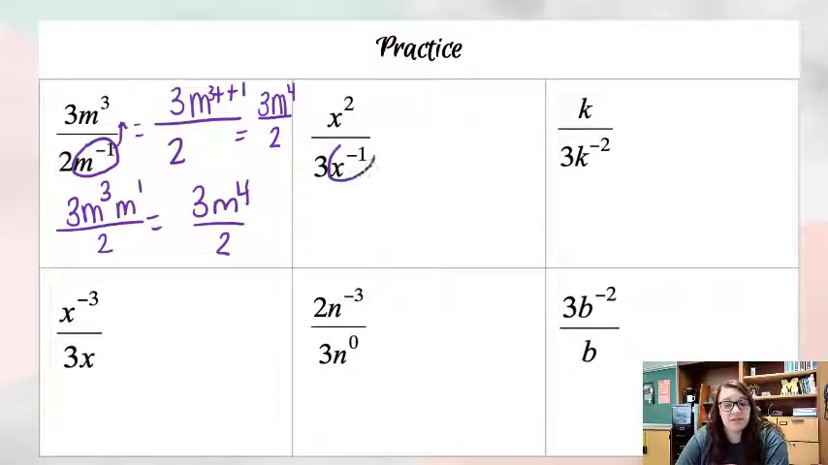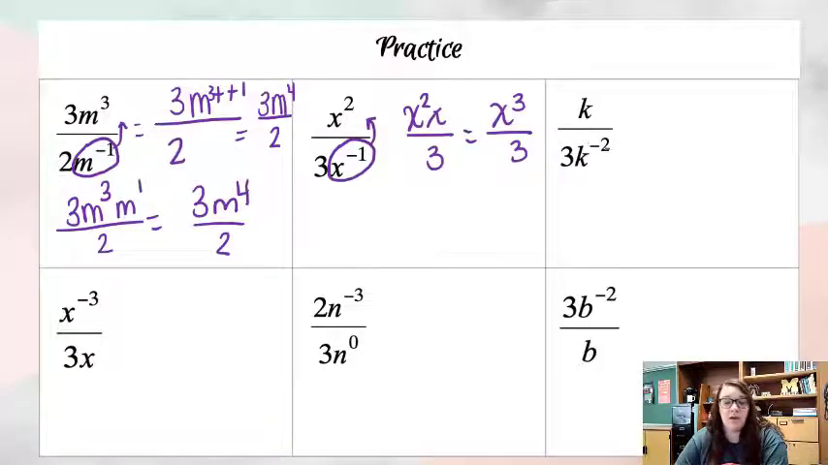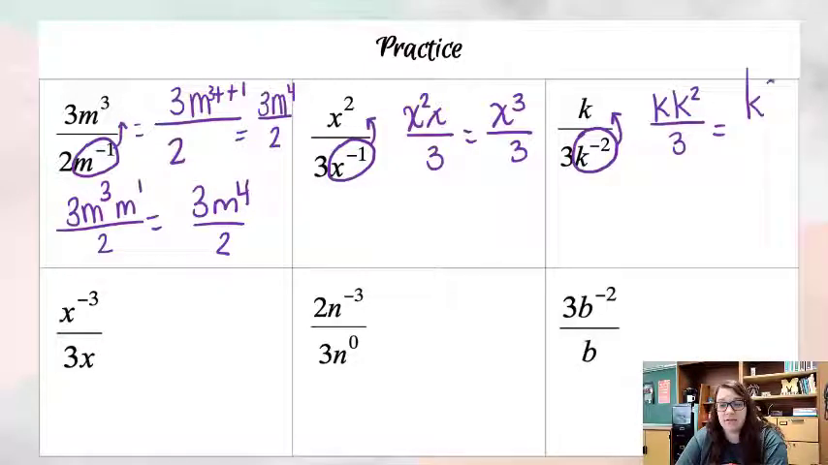I see this -1 on the bottom, and I want to move it to top. So I've got x squared times x over 3. X squared times x is x cubed over 3. Again here, I've got a negative exponent that goes to the other side. So I've got k squared over 3. K squared times k is k to the 3rd over 3.